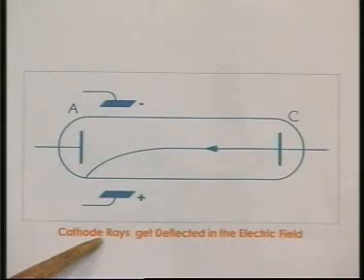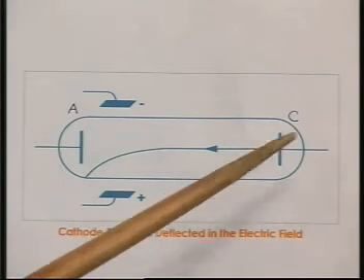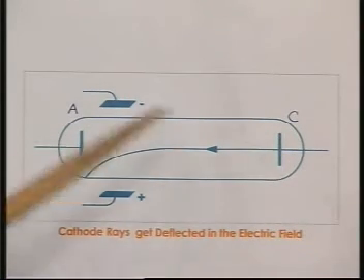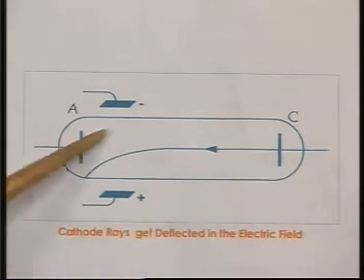Second property: the cathode rays consist of an invisible stream of negatively charged particles. This can be clearly understood by using this simple experiment. This is a cathode, this is an anode. So the cathode rays will move from the cathode towards the anode.